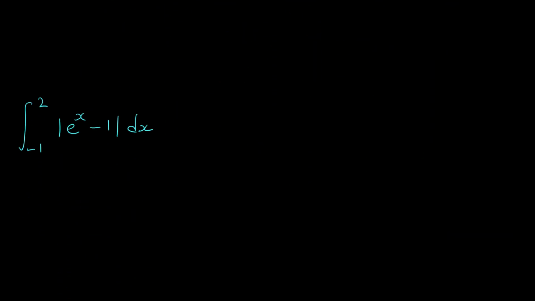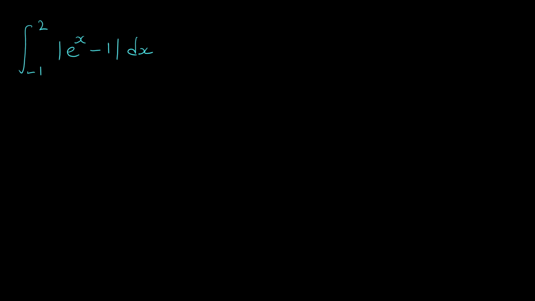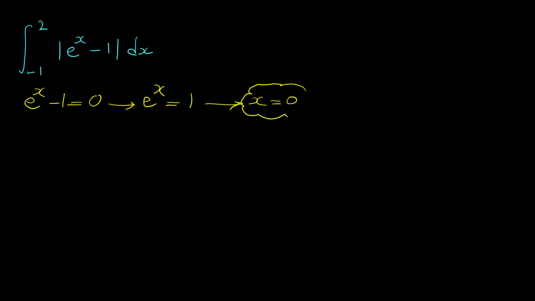Now look at this example. What is the integral from negative 1 to 2 of the absolute value of e to the x minus 1? Immediately we set the expression inside the absolute value equal to 0. From this, e to the x is 1, and by solving this, e to what power is 1? 0. Any number other than 0 to the 0 is 1. So from this equation x is 0. Another way to find x from this equation is to take ln of both sides, and then x equals ln of 1. ln of 1 is 0, so x is 0.